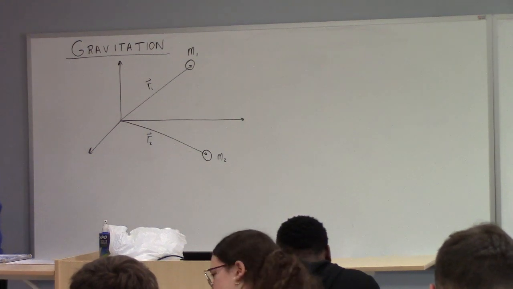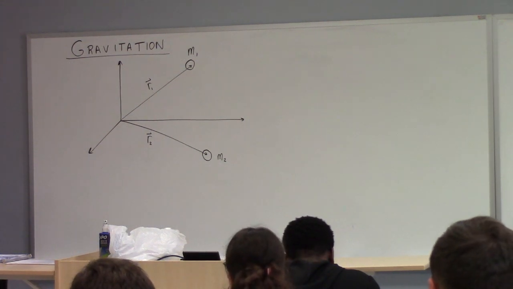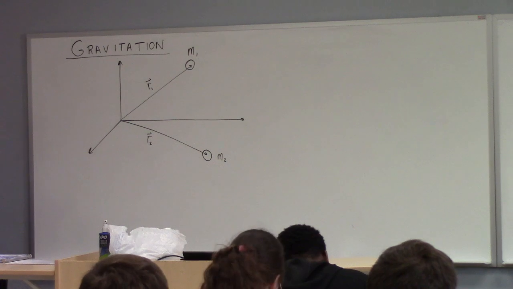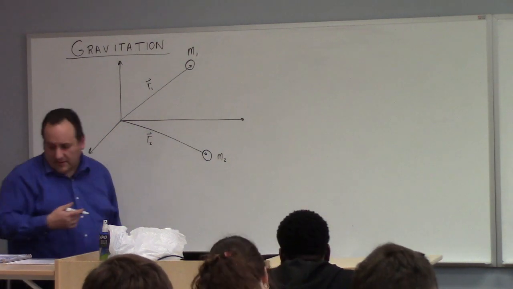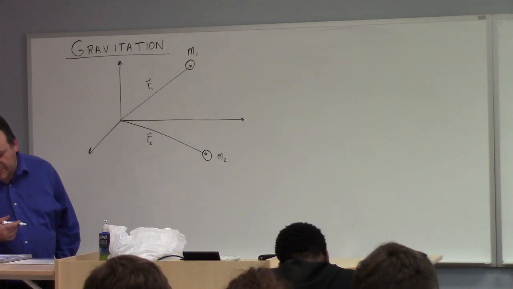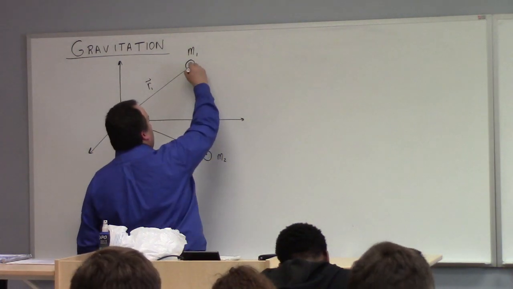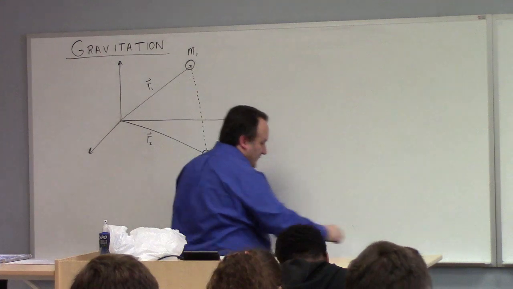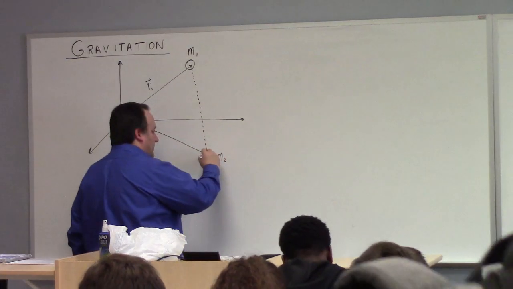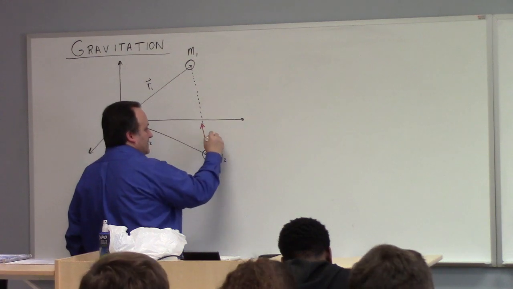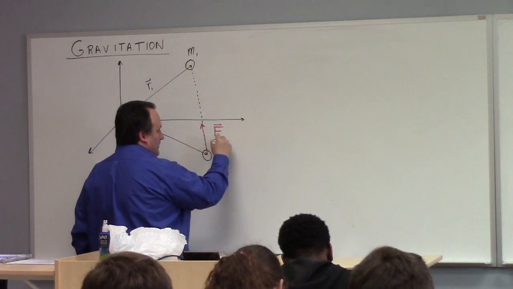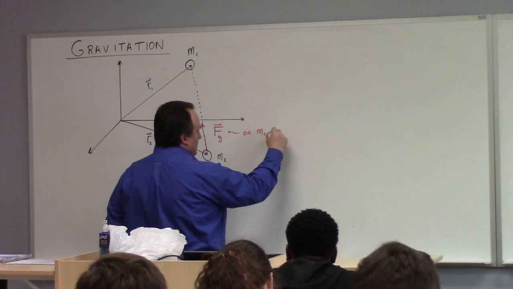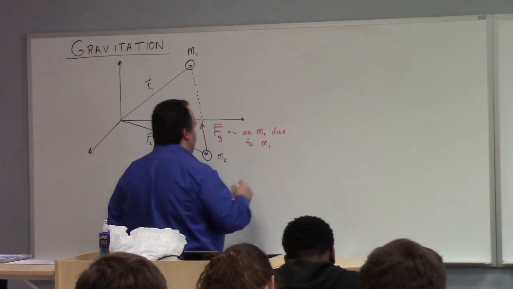Then the force of gravity is attractive, and each of the masses produces gravity, and the gravity pulls one mass on the other and the other on the one. In particular, we can talk about the force of gravity on M2. It's along the line that connects them. I'll draw a picture of it. It's attractive like this. So this is on M2 due to M1.